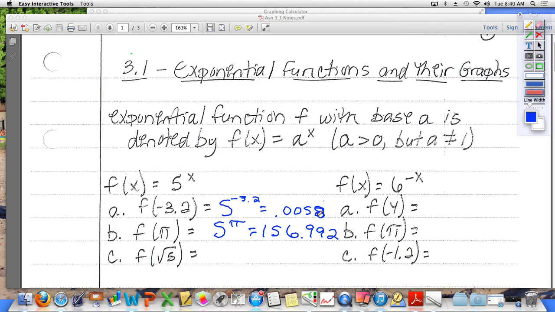All right. F of the square root of 5. Well, that just means that you take 5 and you put it to the square root of 5 power. 5 to the power of the square root of 5. The square root of 5, remember, is an actual number. The square root of 5 is 2 point something. So you're really taking 5 and putting it to the power of 2 point something. So what is 5 to the square root of 5 power?